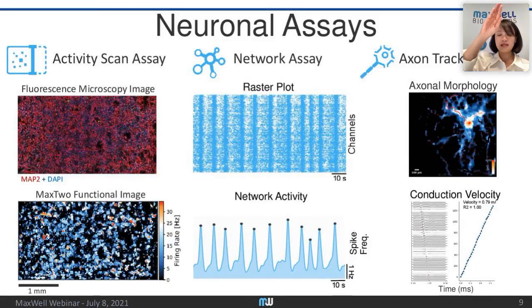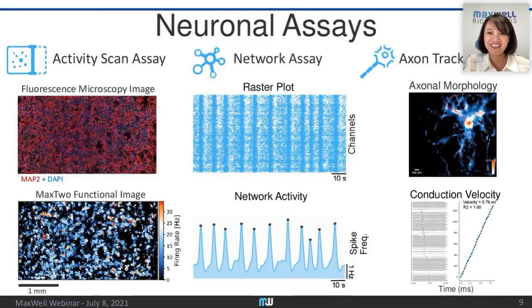When you see a peak, which is just a sum of all of the action potentials during that time, that's the peak of the network activity, and then it goes down and you see some oscillating network activity in your sample. Of course, this feature is different depending on your cell line.